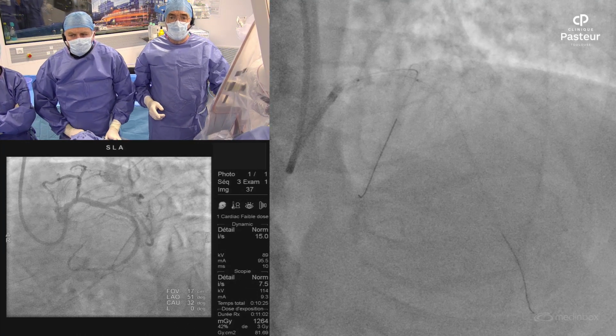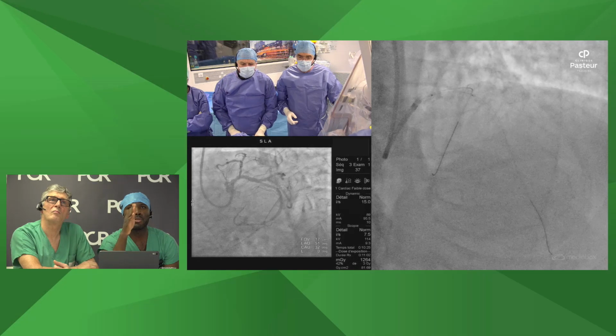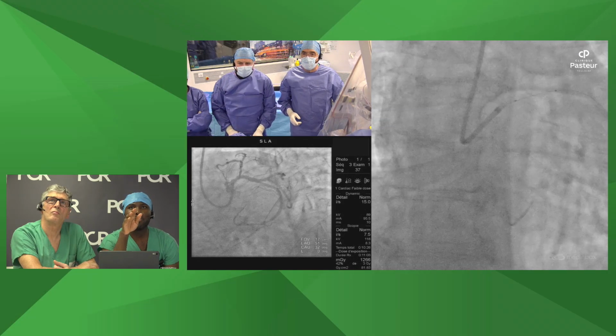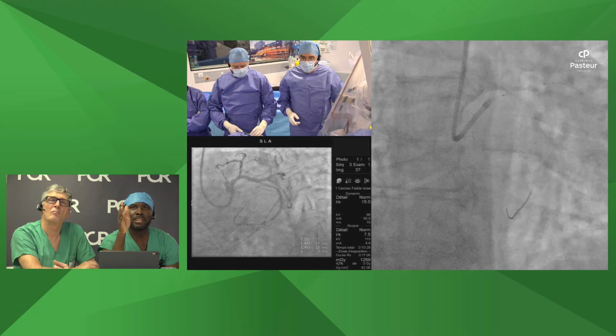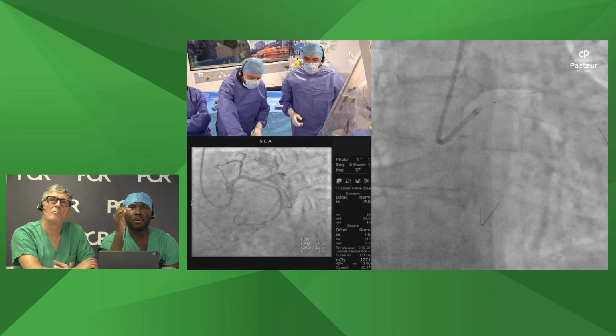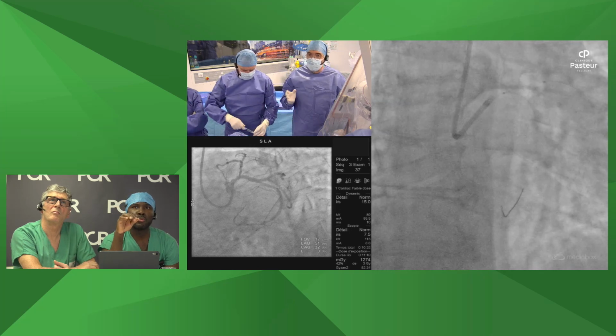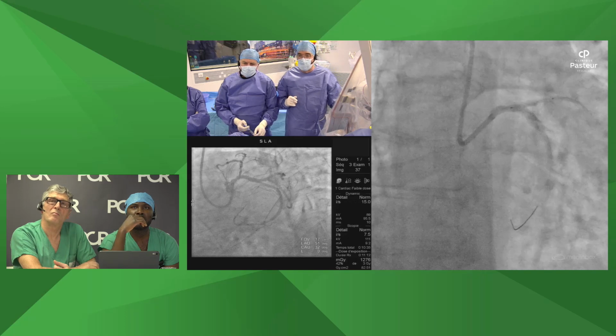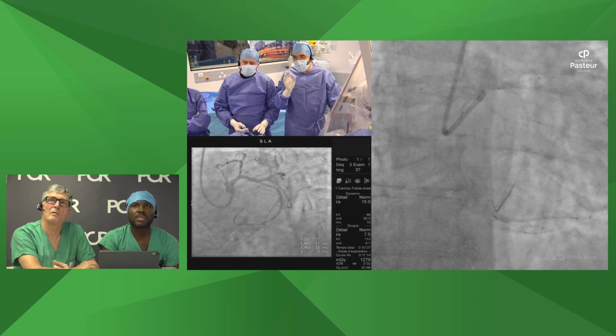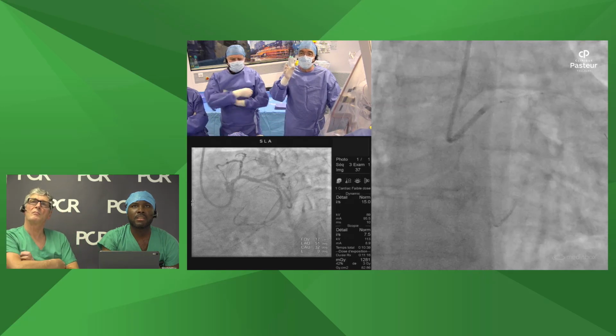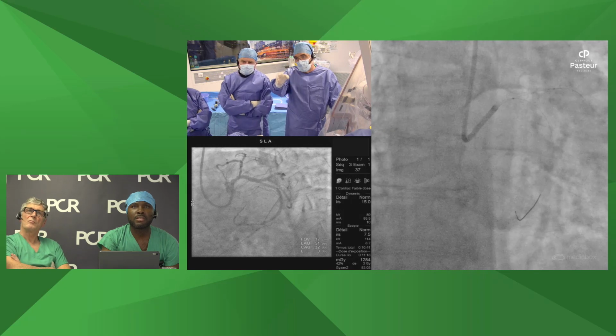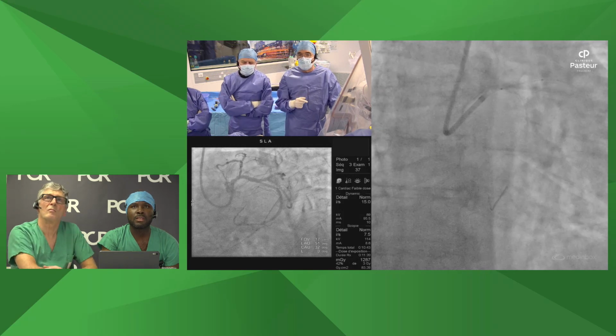Jean, I see a stenosis before the first diagonal. You want to pre-dilate this lesion, or you? We will try to place the distal end of the stent at the level of the distal marker of the balloon.